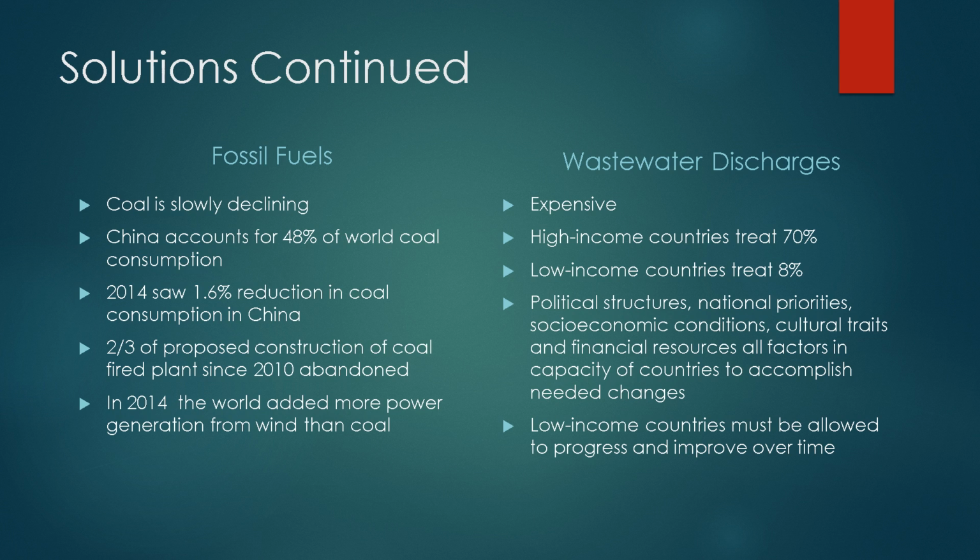There's still reason for optimism in China, though, as they are beginning to acknowledge the harm that so much coal combustion can cause. In 2014, China had a 1.6% reduction in consumption and has been periodically shutting down coal-fired power plants. Worldwide, since 2010, two-thirds of proposed construction of new coal-fired power plants were abandoned, and in 2014, the world added more power generation from wind than from coal.